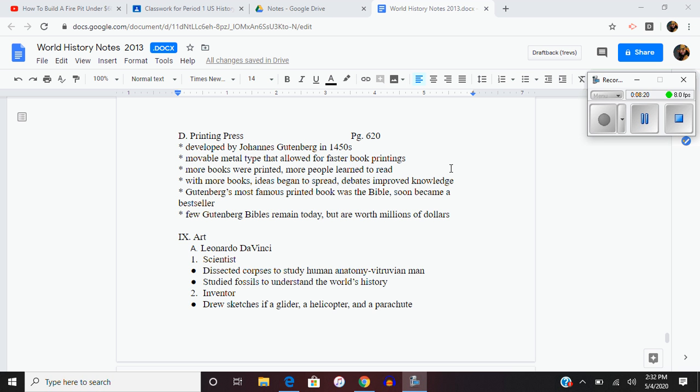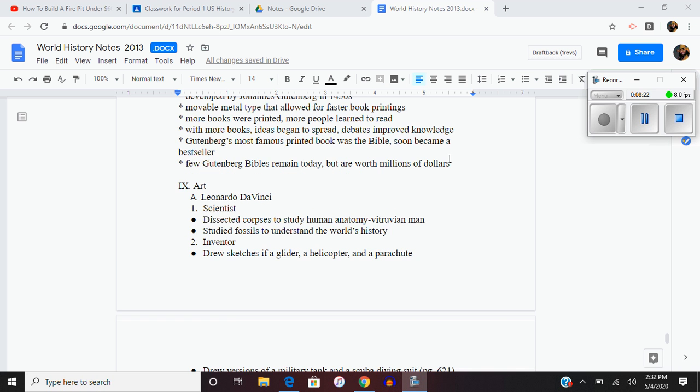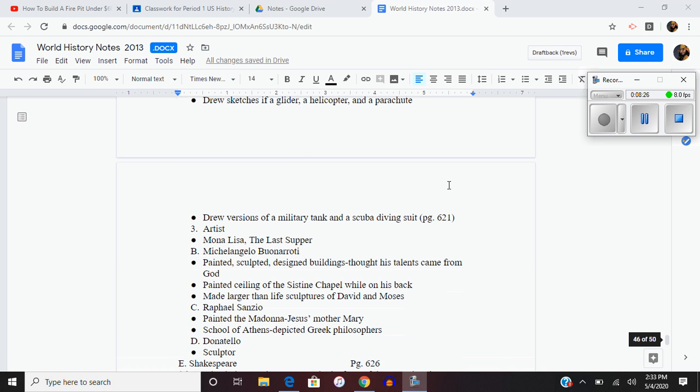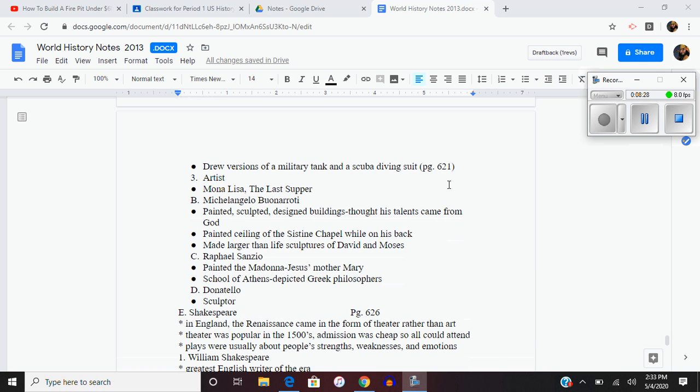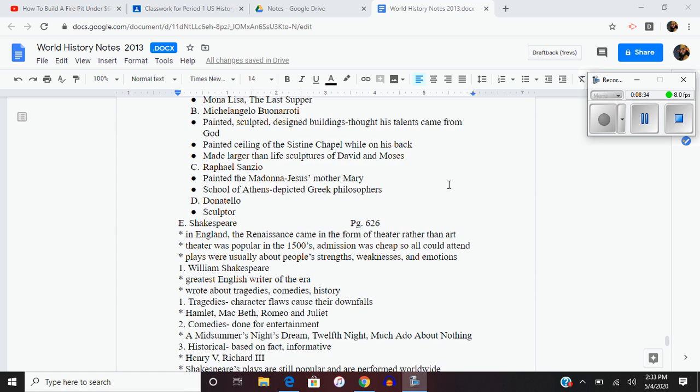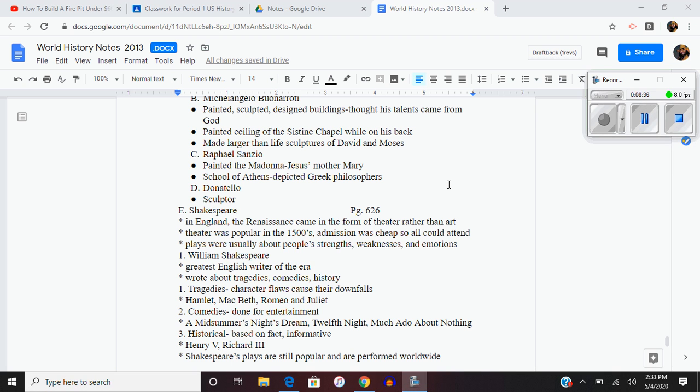And then we get to your artists, your four Ninja Turtles. Leonardo da Vinci, who did all sorts of things. He was a sculptor, he was an artist, he did the Mona Lisa and the Last Supper. Michelangelo, or Mikey, painted the Sistine Chapel. He did the sculptures of David and Moses. Oh, sorry, painting Madonna was Raphael Sanzio, who also did the School of Athens, which we've seen before.